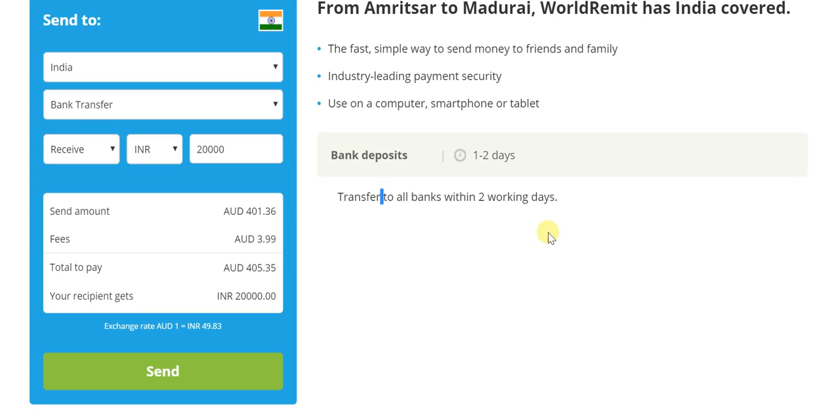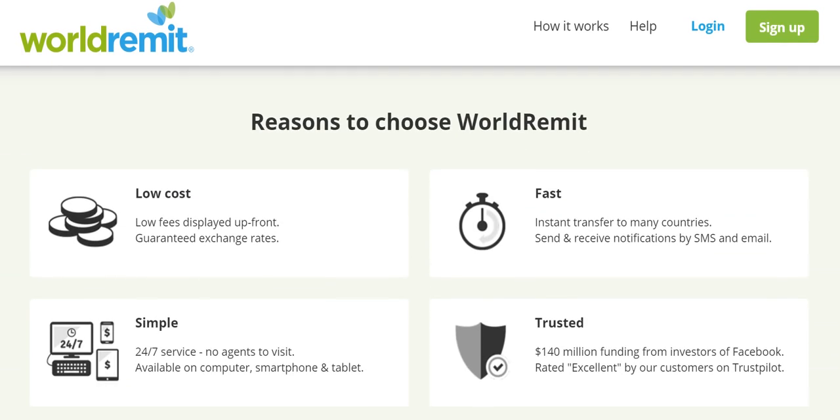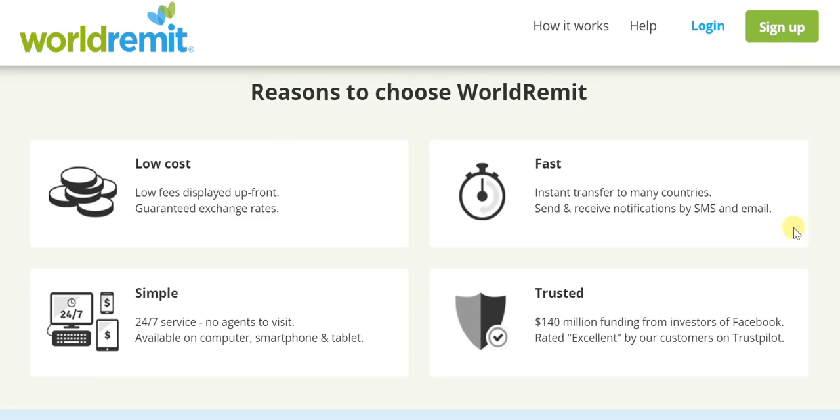So that, ladies and gentlemen, was a simple and easy way to send money online anytime, anywhere from Australia to India. Now that I've showcased WorldRemit in particular, you would of course be curious as to why you should choose WorldRemit in particular over others. Firstly, low cost, low fees. I showed it to you that even while doubling the recipient's money, the fees actually did not change at all. And exchange rates are guaranteed and fixed once the transfer process is initiated. And then, yes, it is very, very fast.